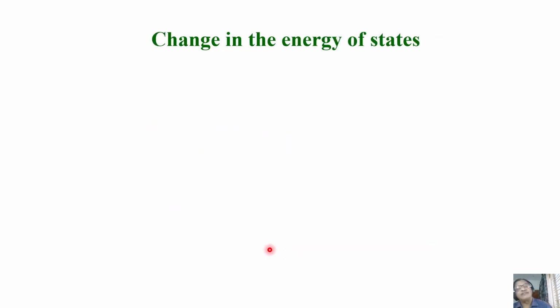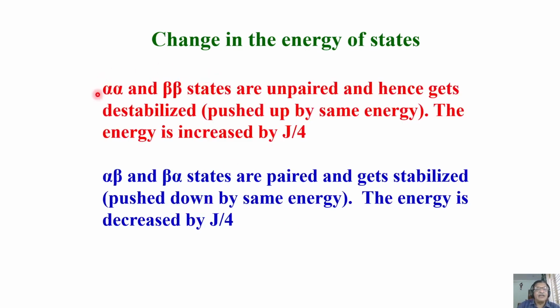Now, because of this, there is a change in the energy of the states. When they are interacting, there is a change in the energy of the states. What is the change? Alpha alpha and beta beta are unpaired, and get destabilized. When they get destabilized, they push up by some energy. How much does it go up? It goes up by a factor of J by 4, where J is the interaction strength or coupling constant between A and X. So by 1/4 of the coupling, they push up.